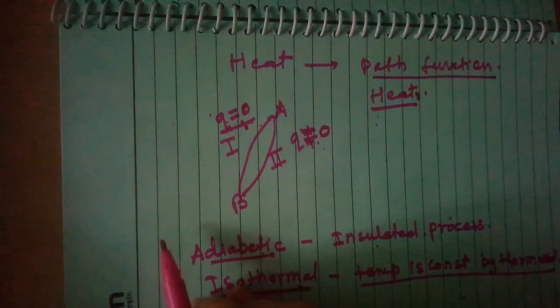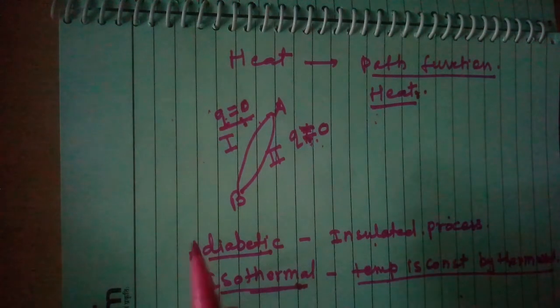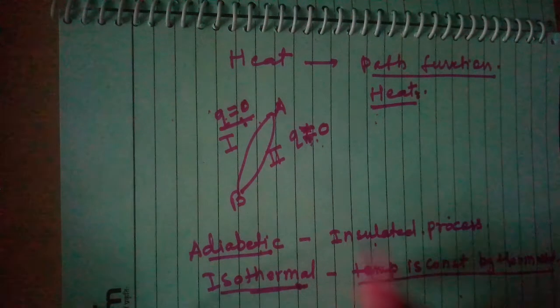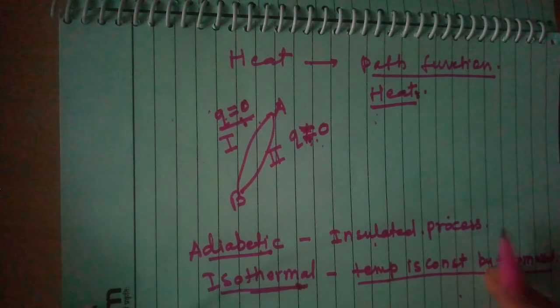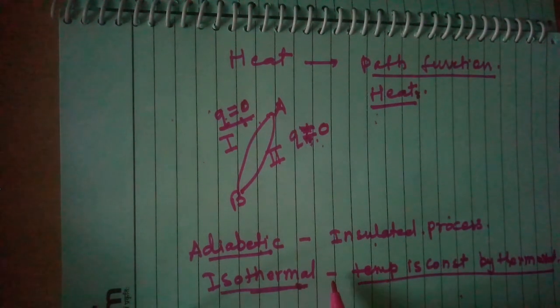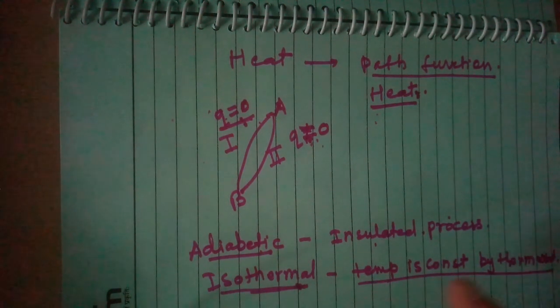So regarding state function and path function: a state function is one whose value depends on the current state of the system, and path functions are those whose values depend on the path followed to bring about the change. So this is about that. In the next lecture we'll start with the types of processes.